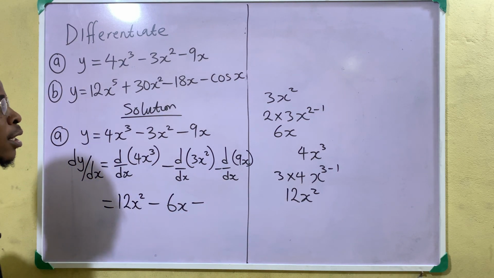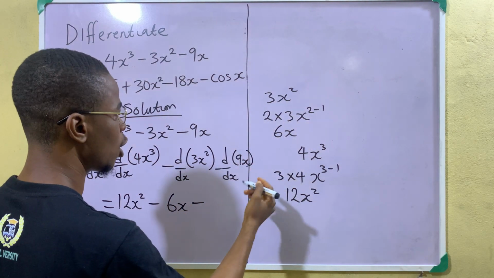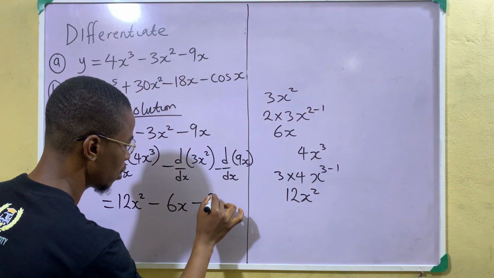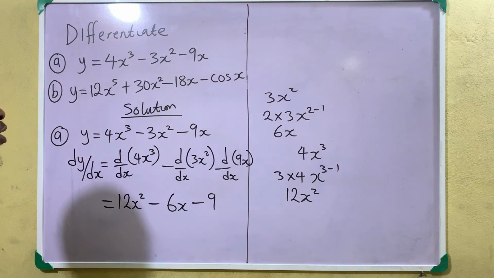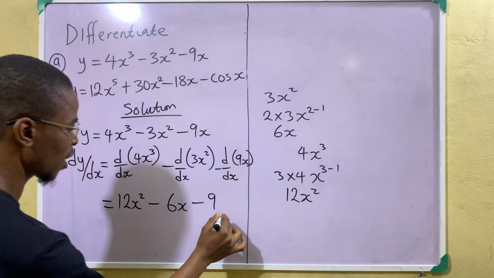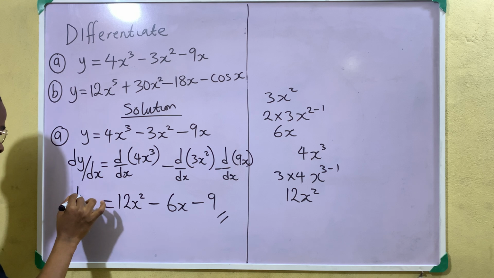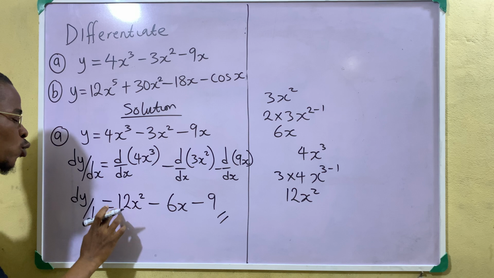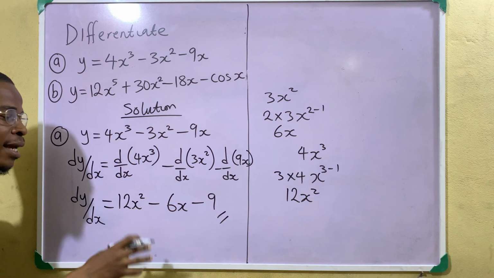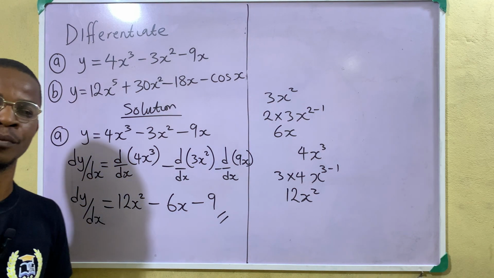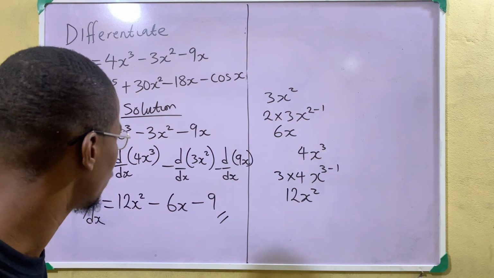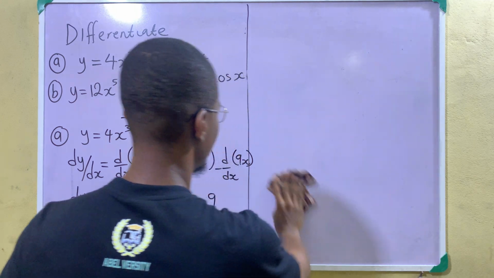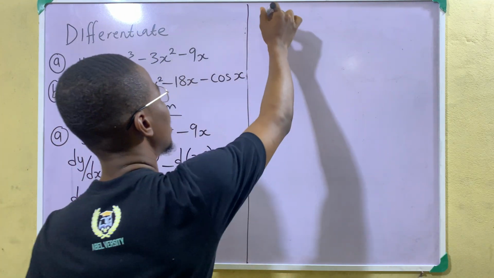6x minus, for the last one, which is 9x, we know that if you have a coefficient with x raised to the power 1, that will give you what? 9, which is the number there. So this is the simple answer for A. The dy/dx will be equal to 12x power 2 minus 6x minus 9. Simple, right? That's just the law. All you have to do is to treat each of them as individuals, and you have your answer. So let's go for B now.